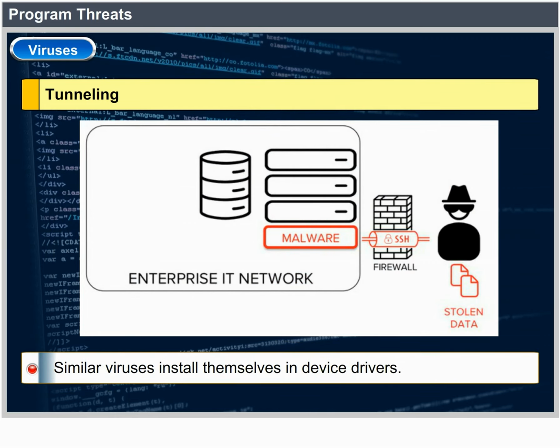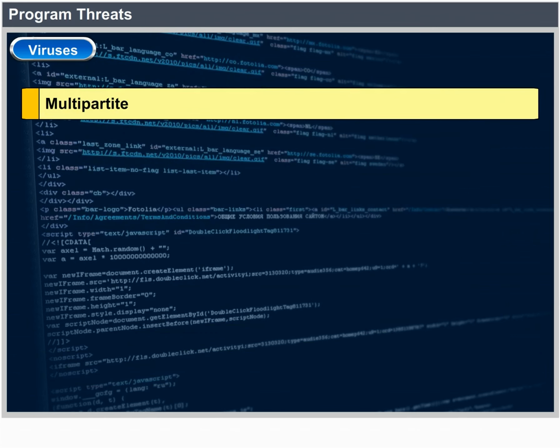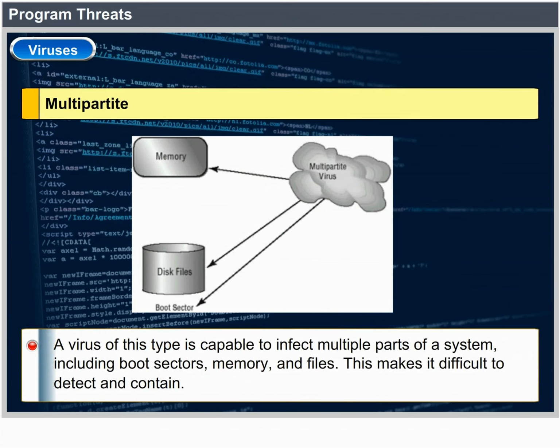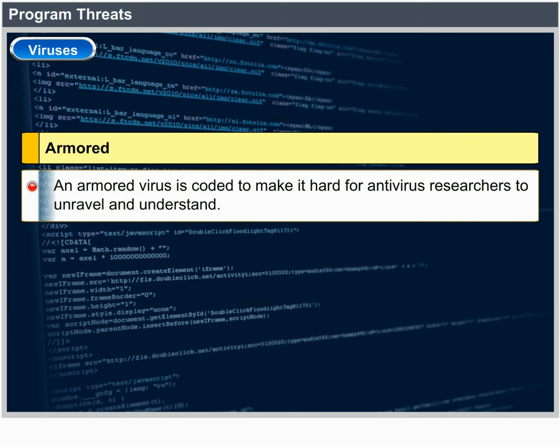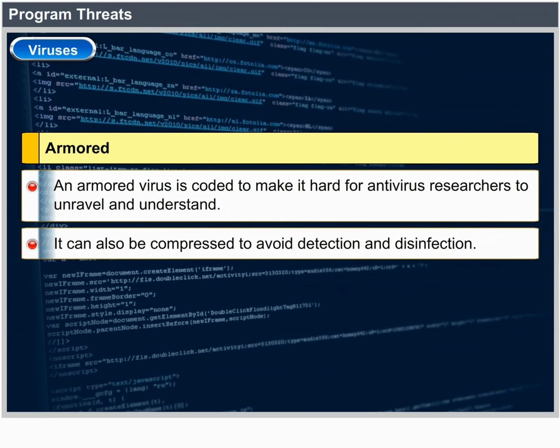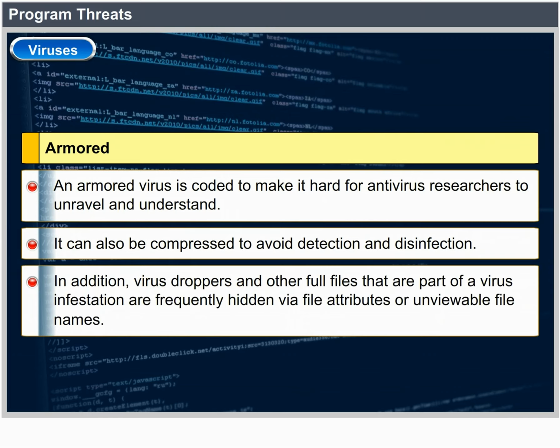A virus of this type is able to infect multiple parts of a system, including boot sectors, memory, and files. This makes it difficult to detect and contain. Armored. An armored virus is coded to make it hard for antivirus researchers to unravel and understand. It can also be compressed to avoid detection and disinfection. In addition, virus droppers and other full files that are part of a virus infestation are frequently hidden via file attributes or unviewable file names.